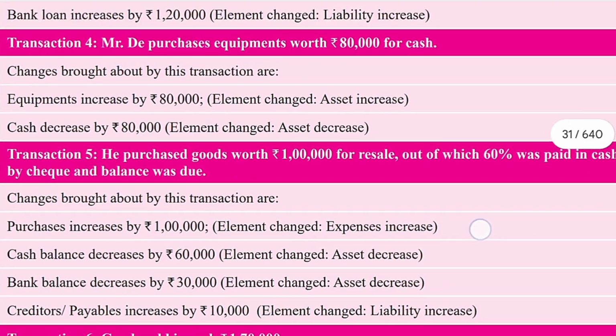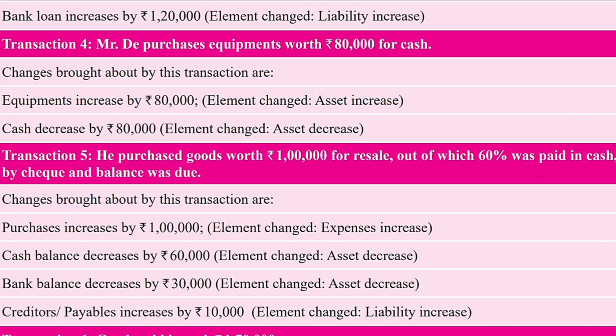Transaction 4 explains that Mr. Suman purchases equipment worth rupees 80,000, completely in cash. So what happens? Equipment is an asset, and when an asset is increasing, we have to debit. So equipment increased by rupees 80,000, and cash is decreasing because he's paying cash only. He's not buying it on credit, so he's paying cash.